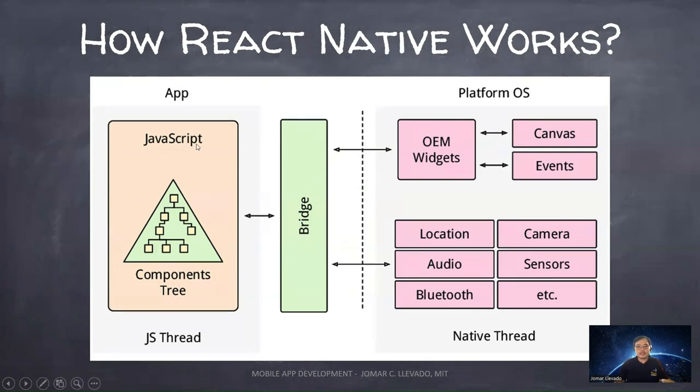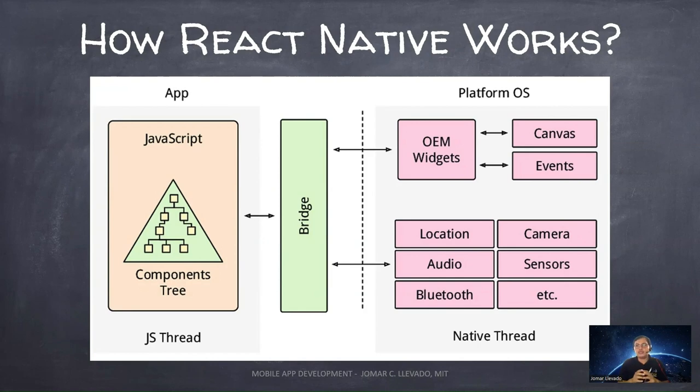Another thing is that web technology supposedly doesn't have access to the smart device's hardware. For example, a certain web application does not have access to sensors, to Bluetooth, or whatever hardware you have on your smartphone. But with the use of the bridge, our React Native code can interact with this platform-specific code, which enables us to create an app that is capable of working with the platform-specific APIs.